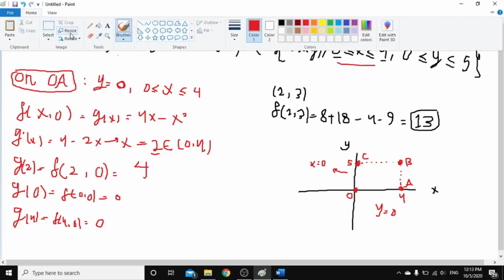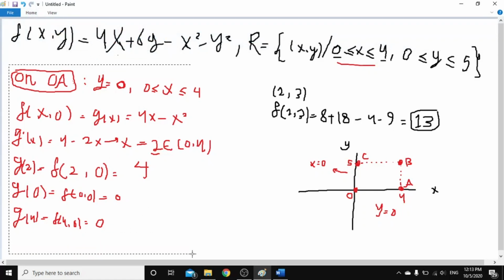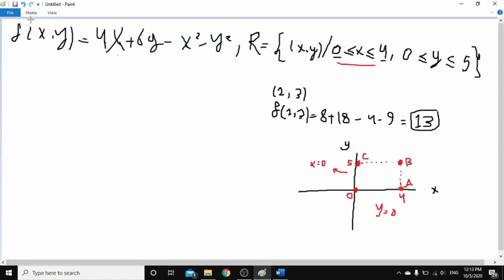So let's go to the other line. Let's delete those. And going to the other line, we can say on A to B, or on AB.